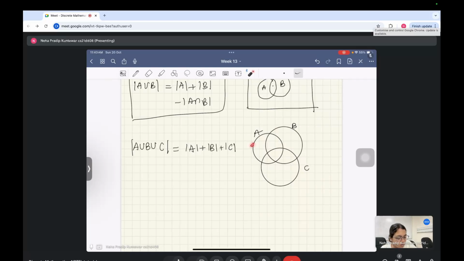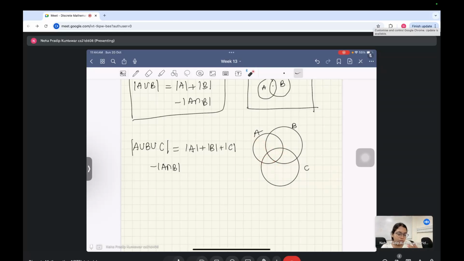And what does that give you? You're adding this quantity and adding this quantity. But what happened in this process? This part here, which is A intersection B, got added twice, like it happened earlier. But I don't want to add it twice, I only want to count it once. So I'll subtract it once. So I'll subtract A intersection B. But wait, the same thing happens for A intersection C as well.